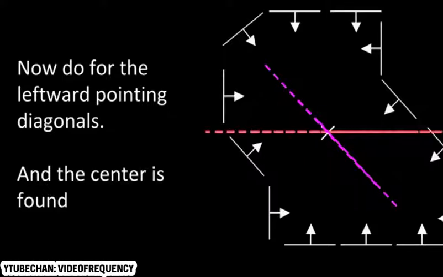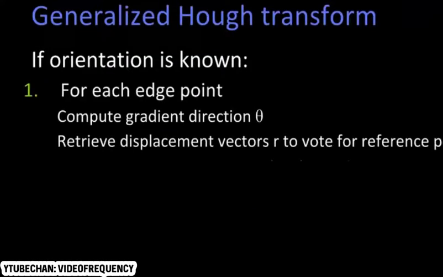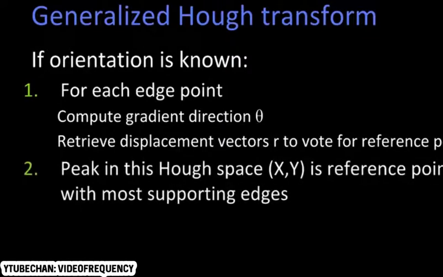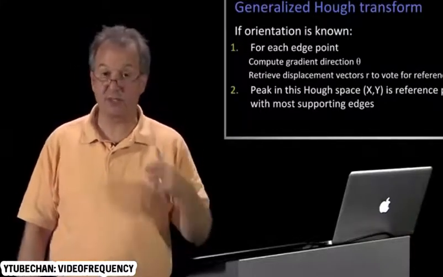So the idea is that we're using this table of those offsets indexed by the gradient in order to vote for the center. So the generalized Hough transform algorithm is very easy. If the orientation is known, you do exactly what I showed you. For each edge point, you compute the gradient direction. You retrieve the displacement vectors R for that direction to vote for the reference point, and the peak in this space, in this case we're only voting in x, y, that's the reference point, that's where your object is. It's the one with the most supporting edges.